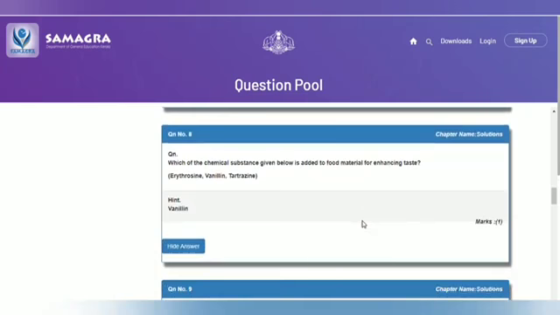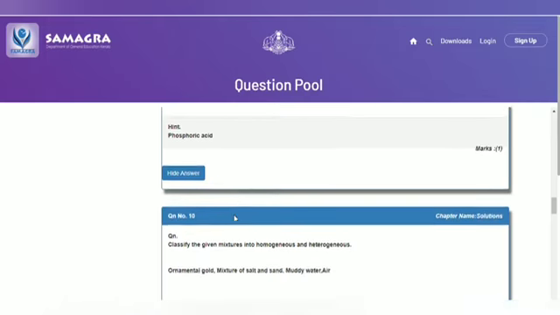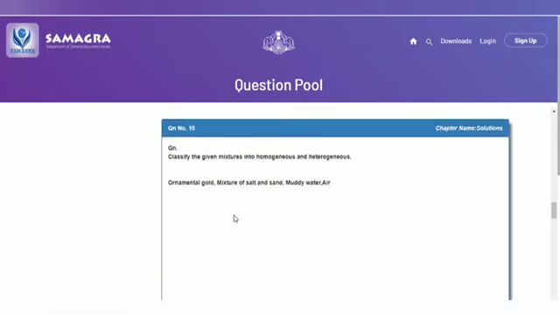Which of the chemical substances given below is added to food material for enhancing taste? Vanillin. Which chemical substance is added to soft drinks to give a sour taste? Phosphoric acid.